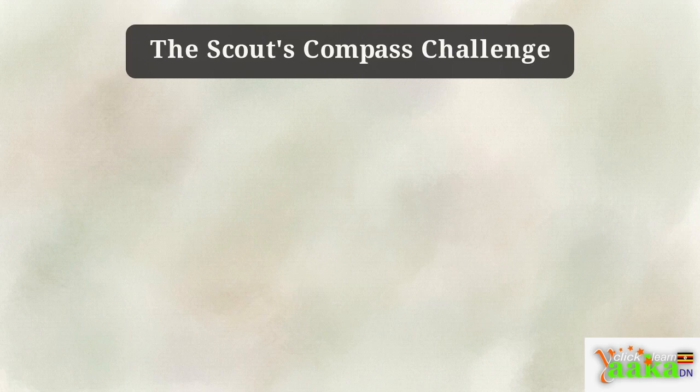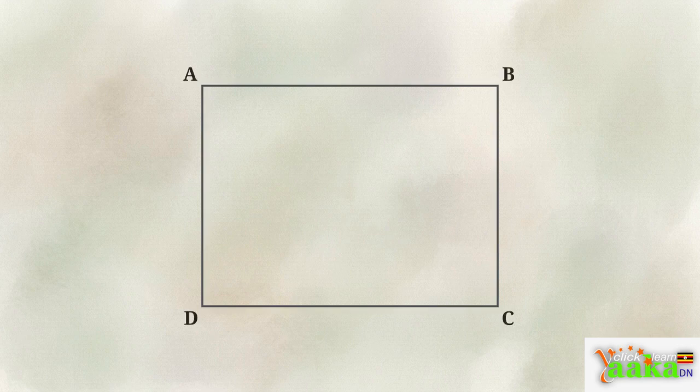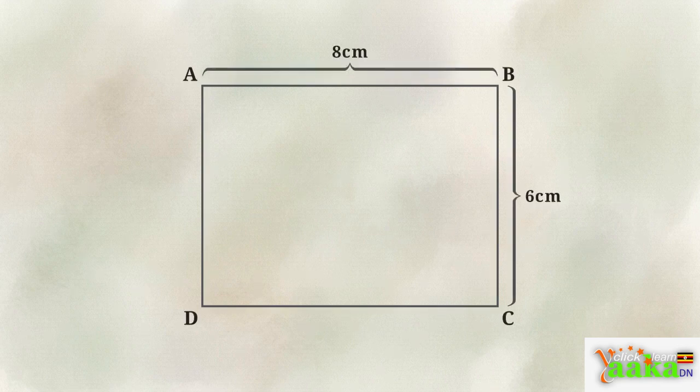This diagram maps out our capstone problem, the Scout's Compass Challenge. We have a rectangular plot of land, A, B, C, D, measuring 8 centimeters by 6 centimeters. Our first constraint requires a path equidistant from the intersecting lines AB and BC. Because these lines meet at vertex B, we must construct an angle bisector.